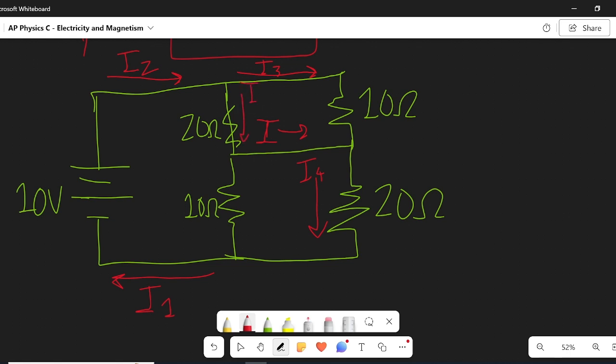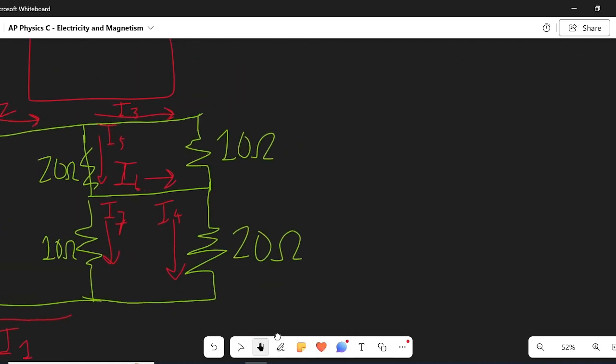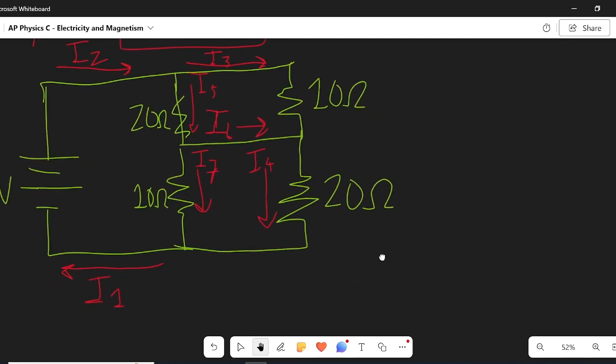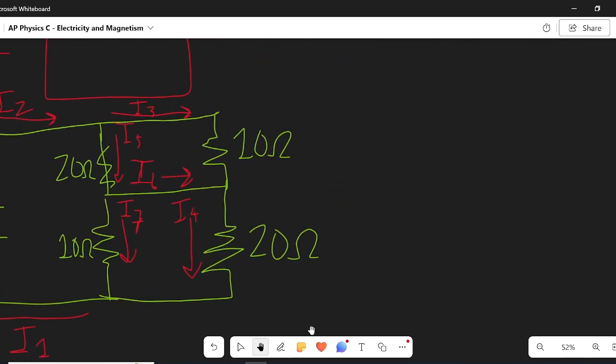I2 will split up into I3 and I5, right? I5 then splits up into, let's call this one I6, right? I6 going this way, right? So it'll split up into I6, and then let's call this one I7. So that's a lot of currents we need to solve for in order to get our final answer. So let's actually draw all these equations, right? Let's make a list of Kirchhoff's law's equations in order to solve this.